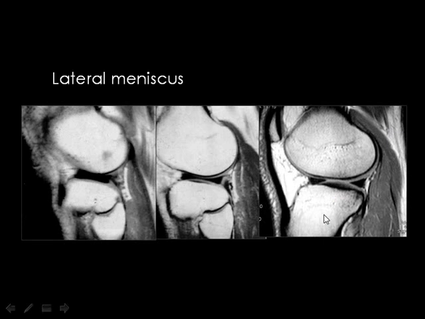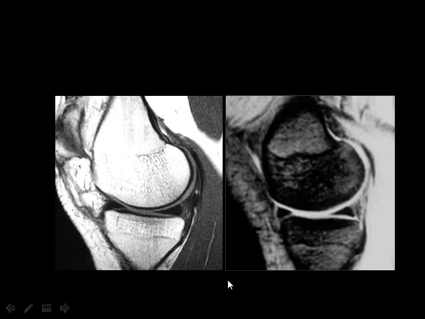Which meniscus is this one? Lateral meniscus. And this is the anterior horn, and this is the posterior horn, and this is the meniscal body. Okay, which meniscus is this one? Medial meniscus. And this one? Medial also.